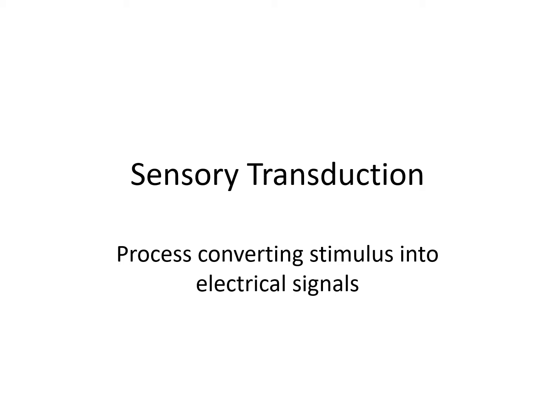Now, remember our terminology of sensory transduction. This is a process of converting stimuli into electrical signals. So whether it's touch, pressure, temperature, light, converting this into electrical signals in terms of action potentials is called sensory transduction. Transduction is the conversion of one form of communication to another.